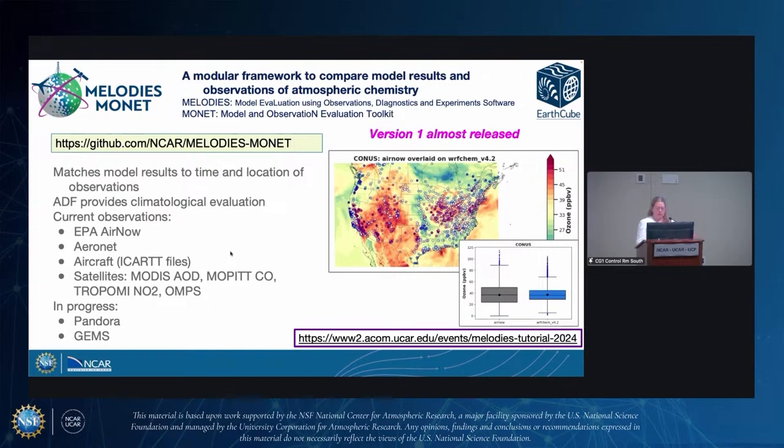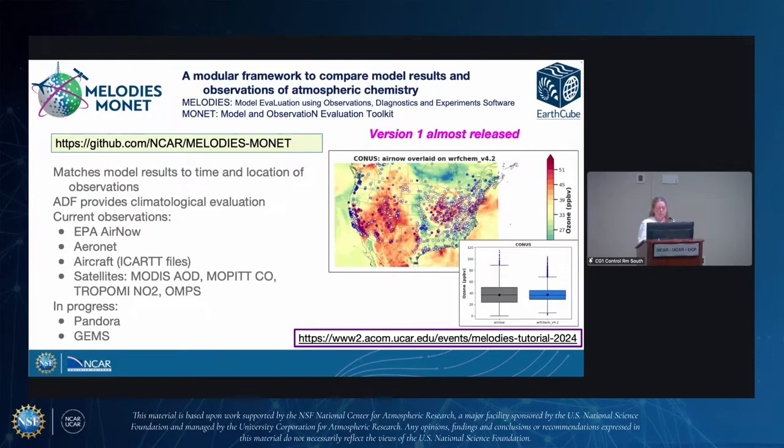The atmospheric diagnostic framework that we've also been using is more for climatological comparison for long model runs and with climatologies of observations, but for analyzing specific aircraft campaigns and using surface observations like the EPA AirNow data, MELODIES-MONET is set up to do this exact comparison.